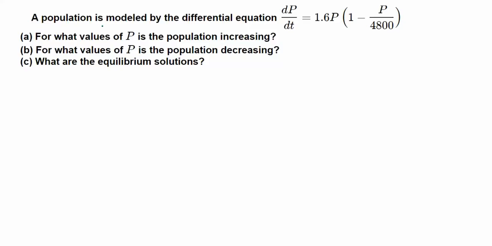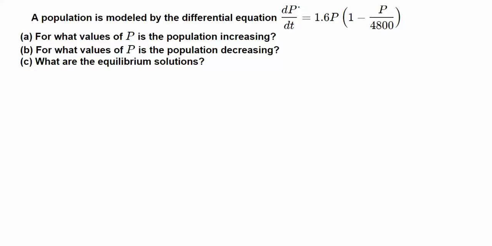A population is modeled by the differential equation dp over dt, where p is the population and t is the time, and dp over dt is the rate of change of population. That's given by 1.6p times the quantity 1 minus p over 4800. In part A, we need to find for what values of p the population is increasing, and we know p is increasing where its derivative is positive.